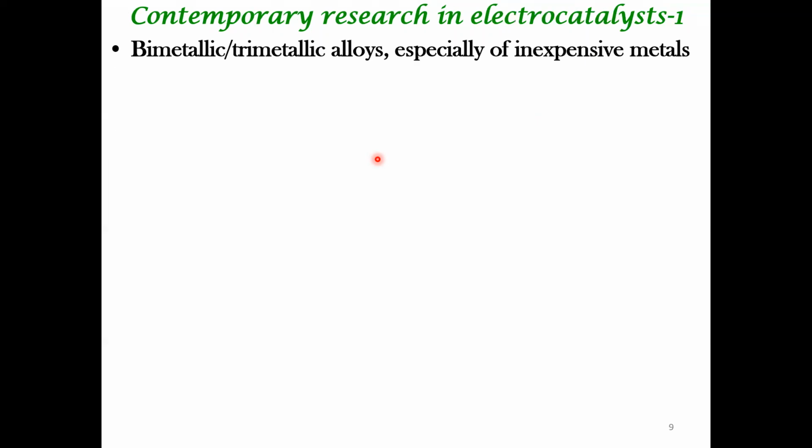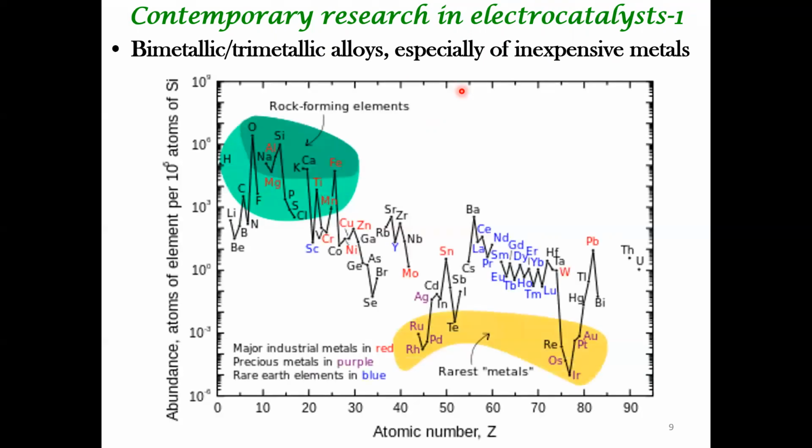You can form a bimetallic alloy, you can form a trimetallic alloy. The composition and structural complexity increases, and especially you're going to succeed if you can form an alloy as good as platinum using non-noble metals, using inexpensive metals. If you can generate a catalyst as good as platinum, you have a winner there.